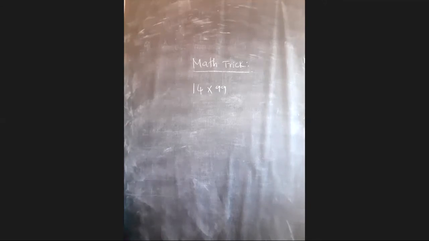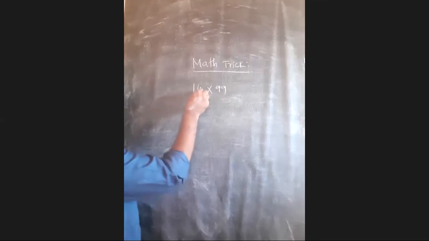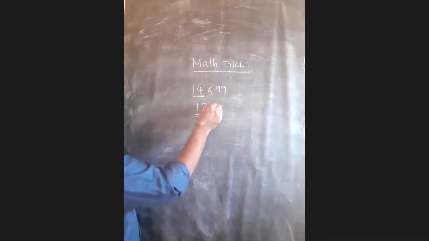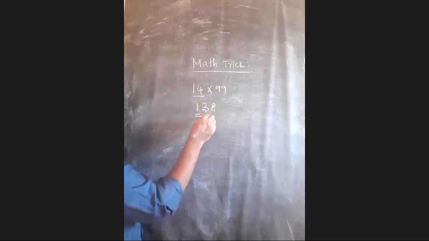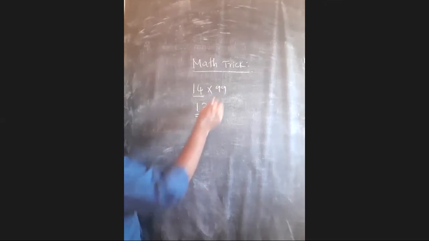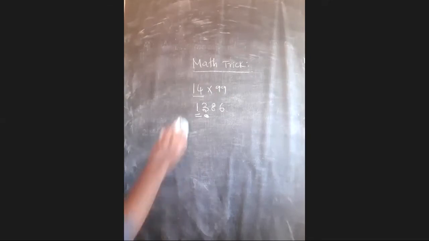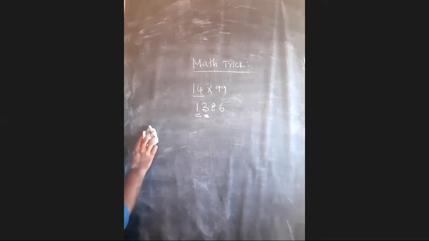Yes. Okay, first we have to subtract 1 from this number, 13. Then 1 plus 8 is 9. Then 3 plus 6 is 9. Answer is 1386. That's all. So this trick we have already learned. I am going to teach you one more trick today, so I need your attention towards the board.